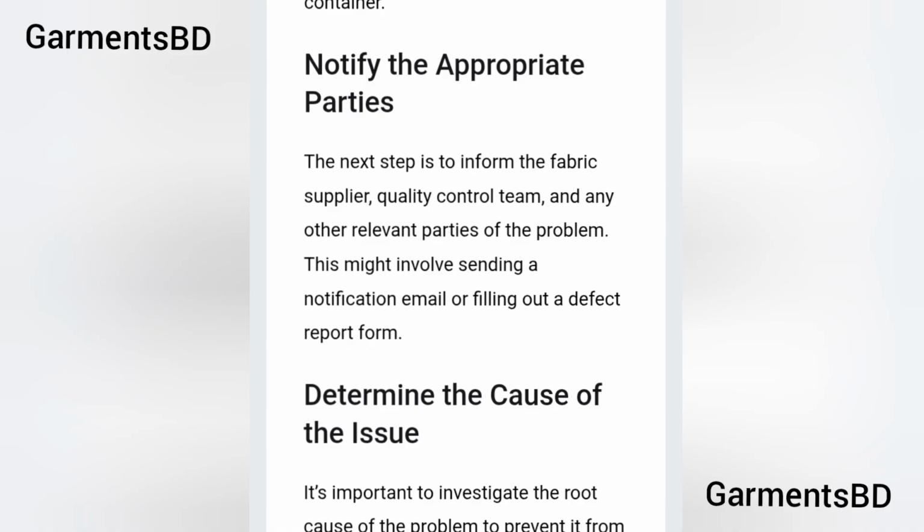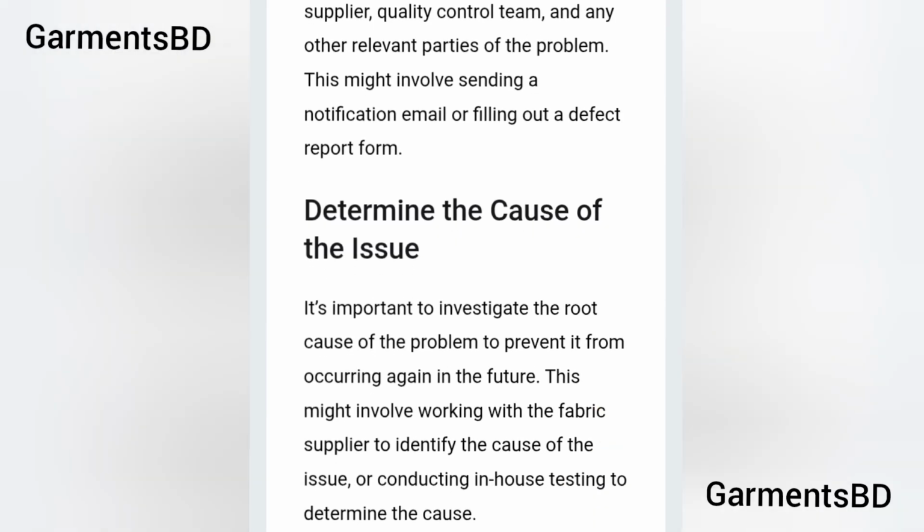The next step is to inform the fabric supplier, quality control team, and any other relevant parties of these problems. This might involve sending a notification mail and filling out a defect problem form.